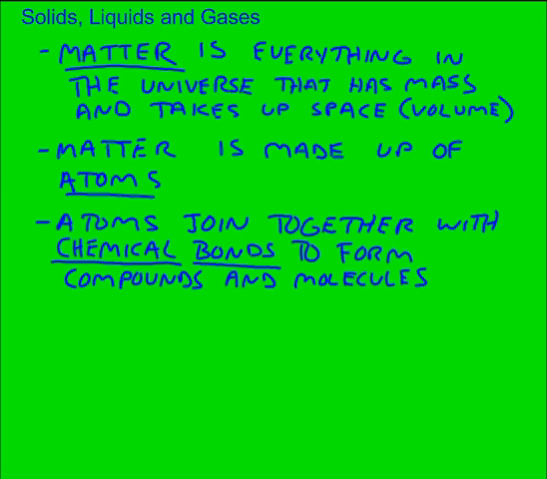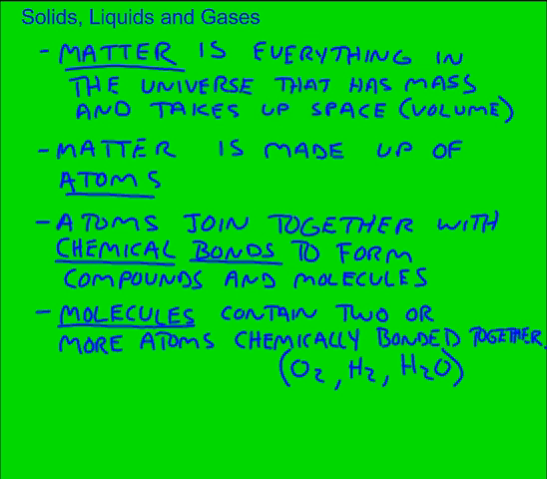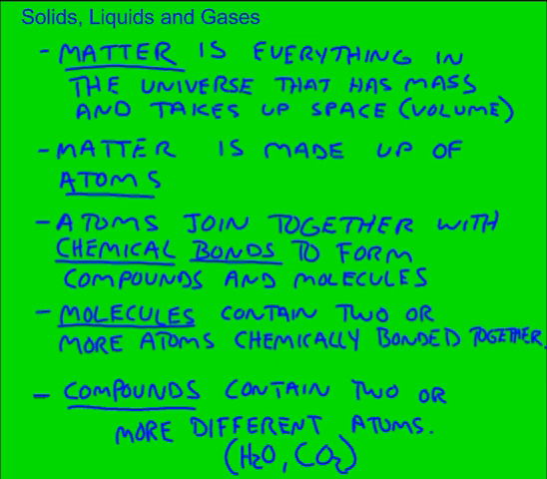Atoms can join together with chemical bonds to form larger structures called compounds and molecules. Now, molecules and compounds are actually very similar. The difference is molecules contain two or more atoms that are chemically bonded together. An example would be O2. That's the oxygen you're breathing in, or H2, which would be molecular hydrogen, or H2O, which is water. Whereas a compound has to contain two or more different atoms.